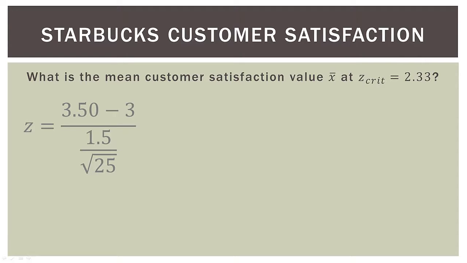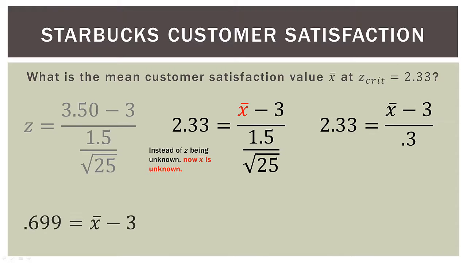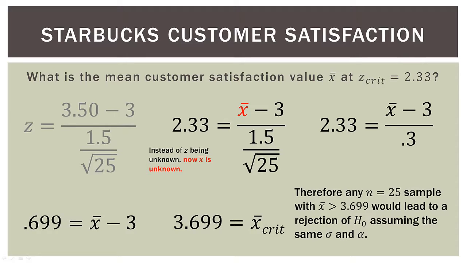So remember this formula we used before where we actually found the z value. Now we're going to flip it around. Instead of z being the unknown, now x bar will be the unknown. So our z is 2.33. That's the z at our critical value. And the x bar is our unknown. So we're going to find the mean that falls on top of it. So algebraically, we solve this equation, and we have a critical mean of 3.699. So therefore, any sample size of 25 with a mean that's above 3.699 would lead to a rejection of the null hypothesis. Again, assuming the same sigma and alpha.